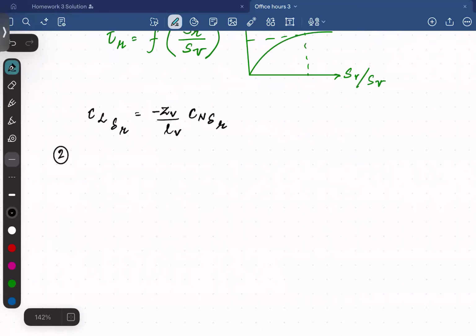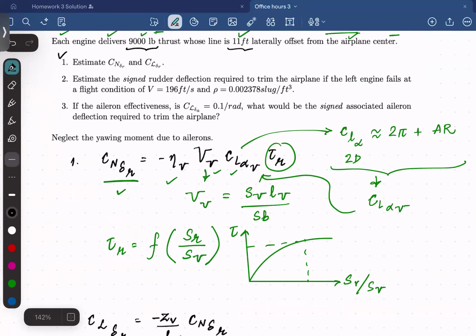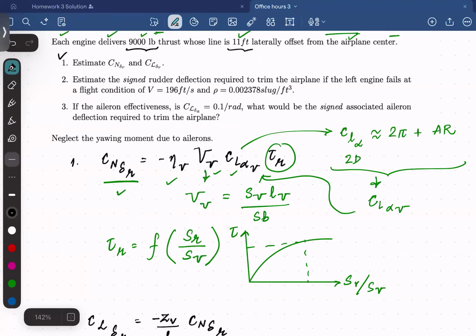So always go ahead and make a diagram first. Nothing fancy, just a stick figure will do, right? There is one engine here and there is one engine here, and we have been told that each of them is throwing out 9,000 pounds of thrust. And which engine has failed? That's important because you have been asked to specifically give the signed rudder deflection. So if you get the sign wrong, it's not just a matter of the question, but it's a matter of understanding the problem as well. So the left engine has failed.